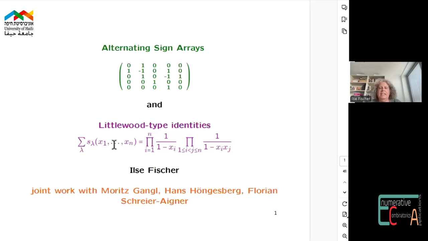And here on the slide, you see the classical Littlewood type identity, which says that if you sum the Schur functions over all partitions, then you get this very nice and simple product. So this is joint work with Moritz Gangl, Hans Höngesberg, and Florian Schreier-Eigner.